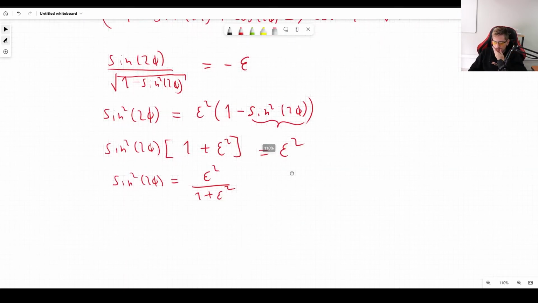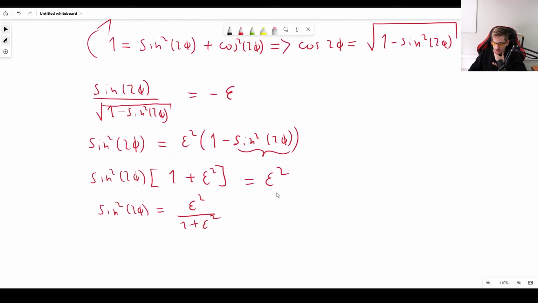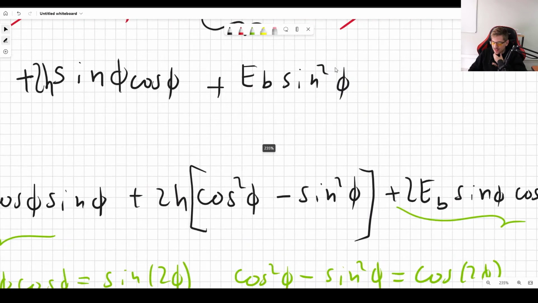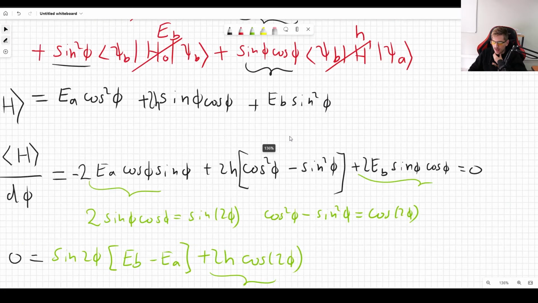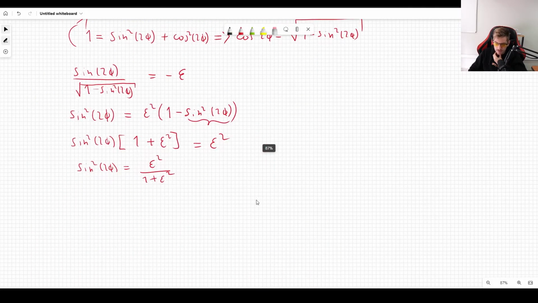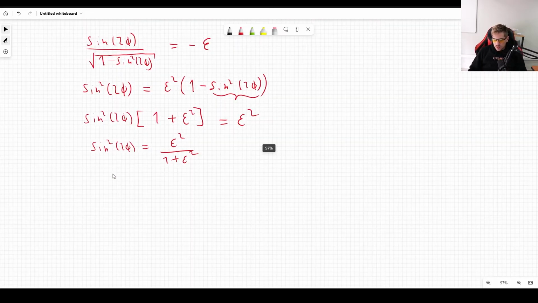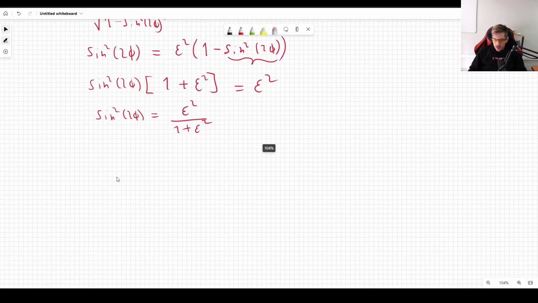Okay, the issue, however, at least for now, is that there is a sine squared, but it is of phi, not of 2 phi. So how could we possibly get to that point, right? How can we transform it? Because we got to this point, but it isn't really what we want.